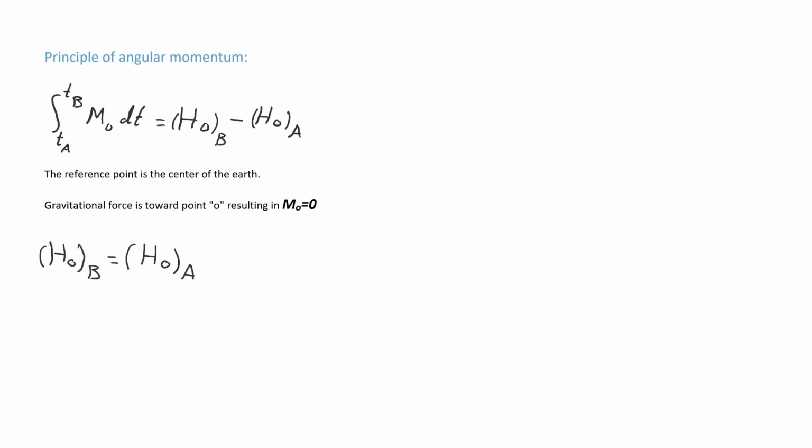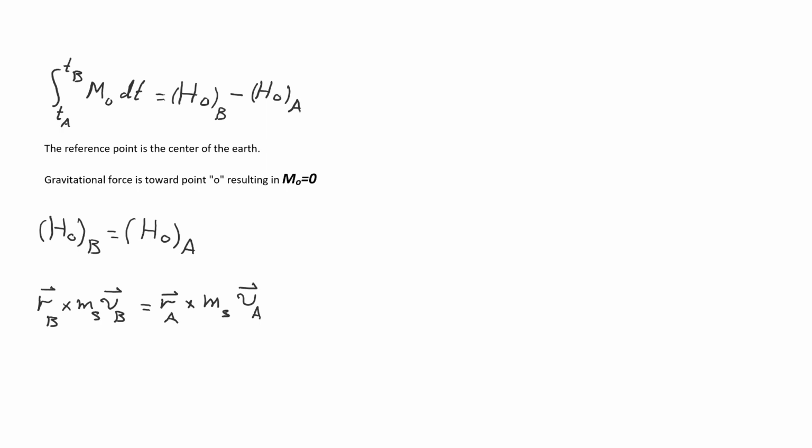Therefore, I can simplify my equation into: angular momentum at point B is equal to angular momentum at point A. That's what I'm writing. What is the angular momentum? It is basically the moment of the linear momentum about point O for B and A, and I can write it for point B as RB, the position vector for B, cross product with m times VB, the linear momentum at point B, and similarly for point A.